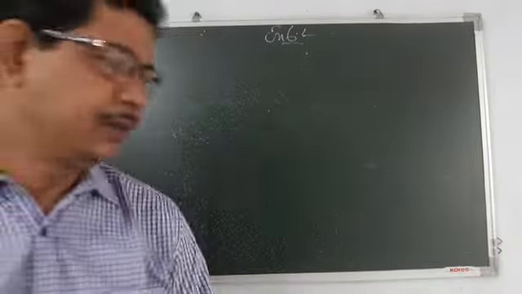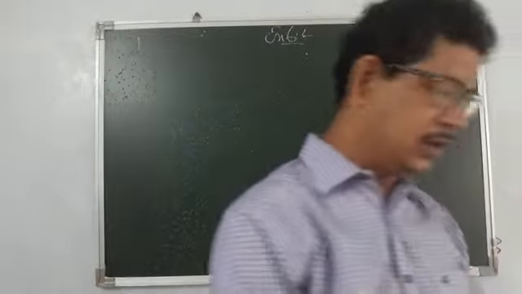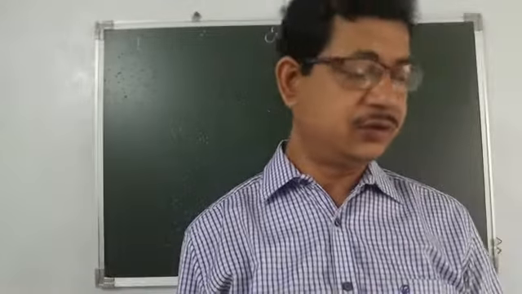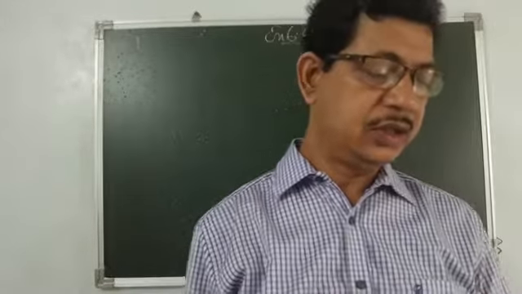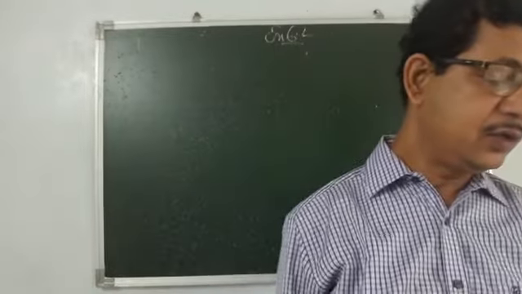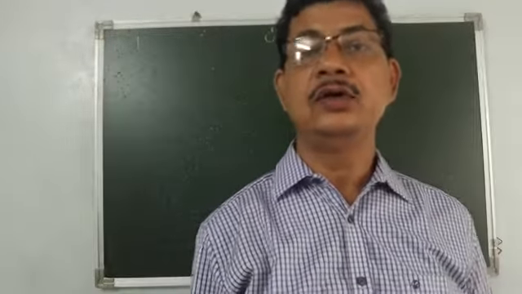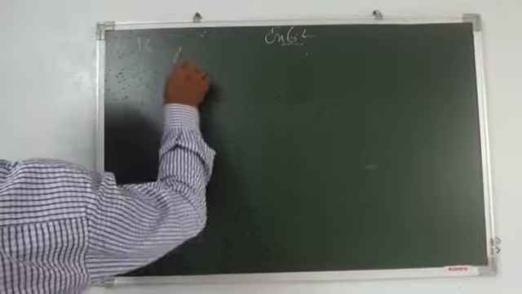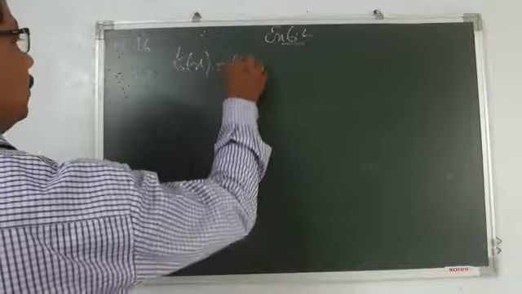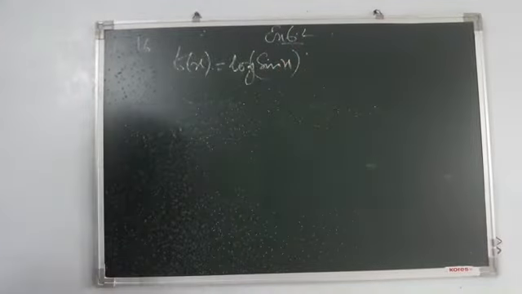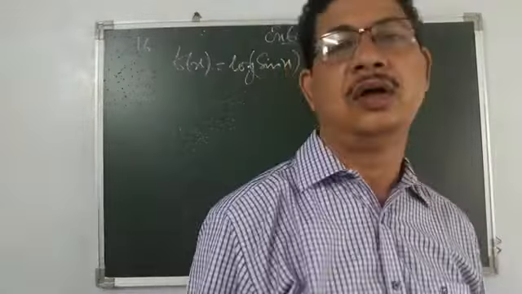Question number 16. Here they say prove that the function f given by f(x) = log sin x is strictly increasing on 0 to 90 and strictly decreasing on 90 to 180. So see here, it is strictly increasing in one interval and you have to prove it is strictly decreasing on the other interval. So here f(x) is given as log sin x.